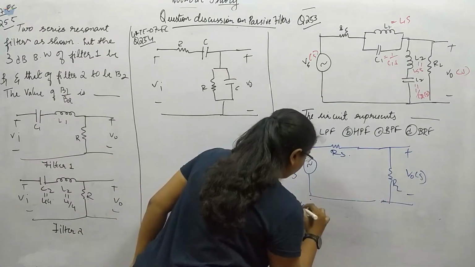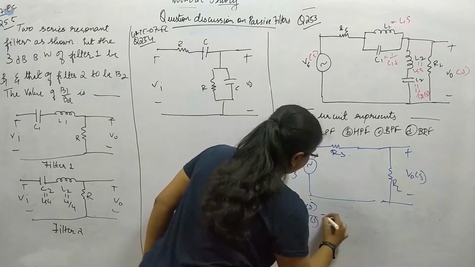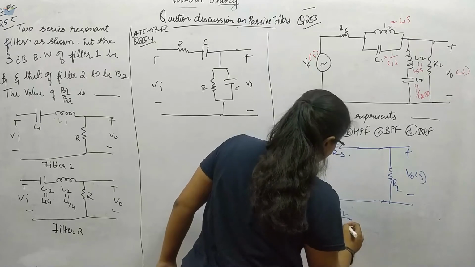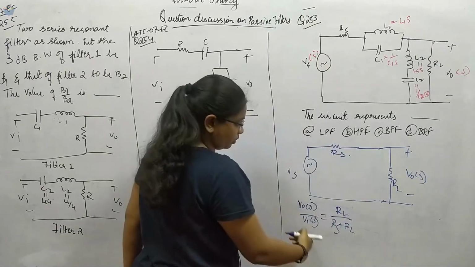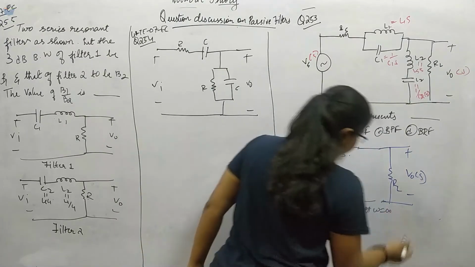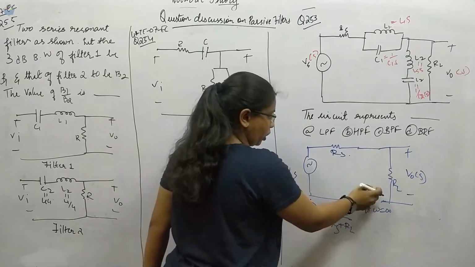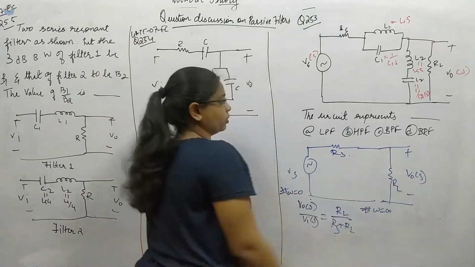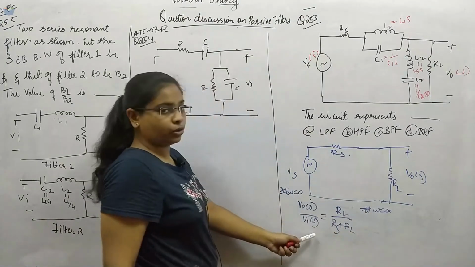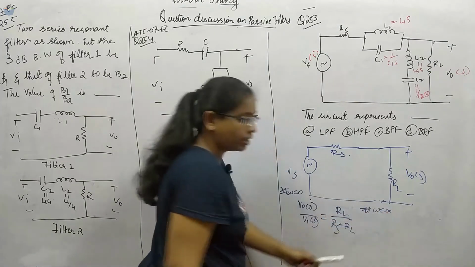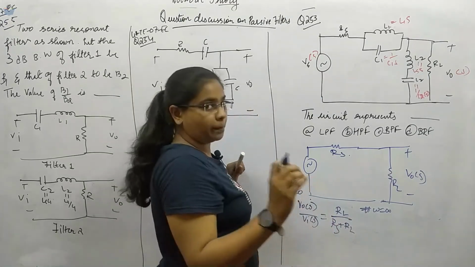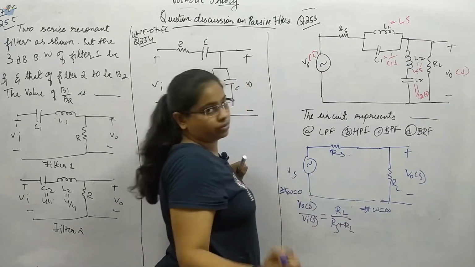So if I want V0 of S upon Vi of S, I will take RL upon Rs plus RL times Vi of S, by the voltage division rule. This is the same for omega equal to 0 as well as omega equal to infinite, because the circuit won't change. This will always be open circuit and this will always be short circuit. You can try it by yourself as well. So we are getting the same value for both frequencies, higher range as well as lower range. But if you see here, this is an R circuit. Please do not assume that it is independent of frequency.